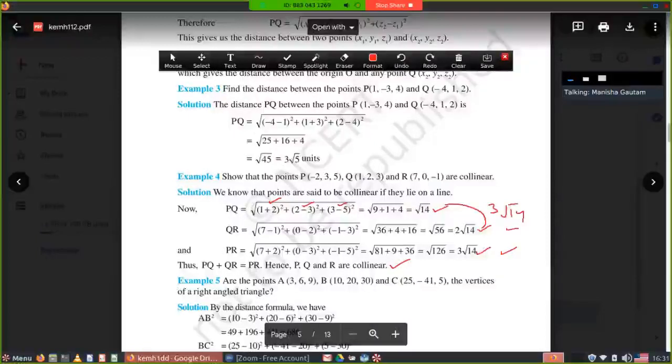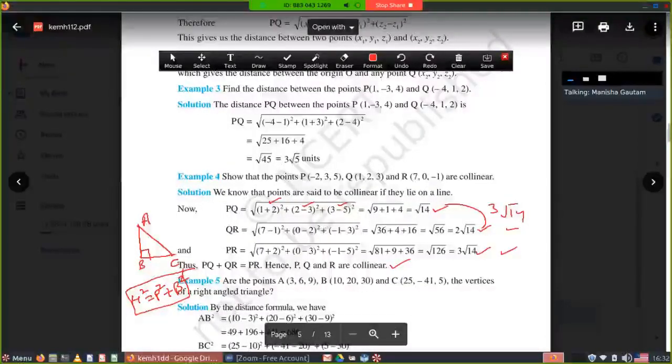Okay. Are the points A, B, C the vertices of a right angle triangle? As you know, if you want to prove it, whether it is two-dimensional geometry or three-dimensional geometry, we have to use the Pythagoras theorem. Suppose these points A, B, C are given to you. It means you have to calculate what? Hypotenuse square will be equal to perpendicular square plus base square. You have to apply this Pythagoras theorem.